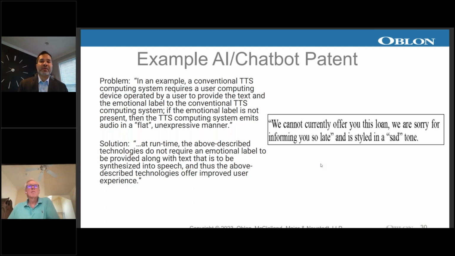This particular chatbot patent that I pulled up is about an AI-trained patent directed to turning down someone for a loan. Maybe you get an automated response, someone applies for a loan, and they're saying, we are unfortunate, we can't give you this loan. But it's not a person, it's the actual chatbot giving this information.